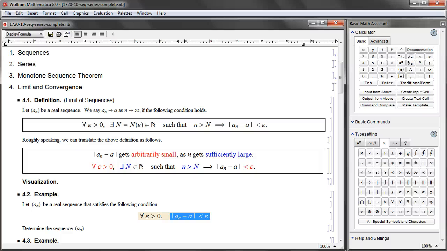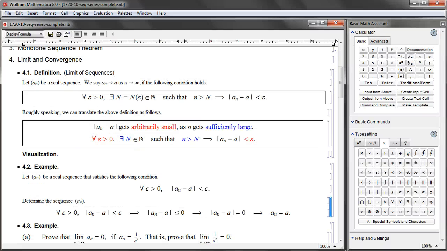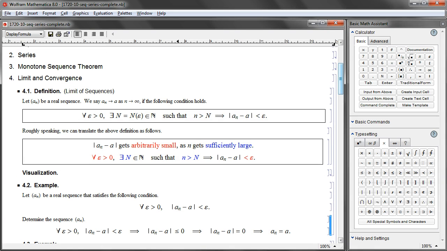And what kind of number is less than an arbitrary positive number? No positive number is less than itself, or less than half of itself, which means if a number is less than every positive real number, it cannot be positive. It has to be a non-positive real number. In other words, |a_n minus a| has to be less than or equal to 0. Otherwise, we have a contradiction, because |a_n minus a| itself is a positive number, and no number is less than itself.